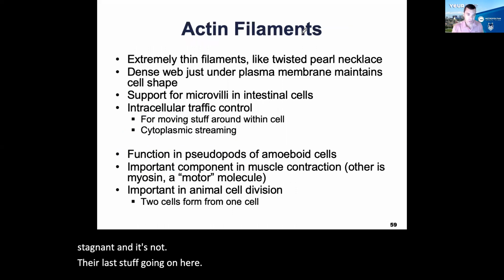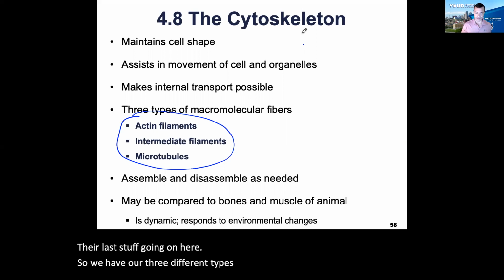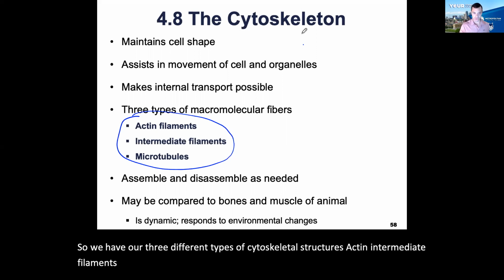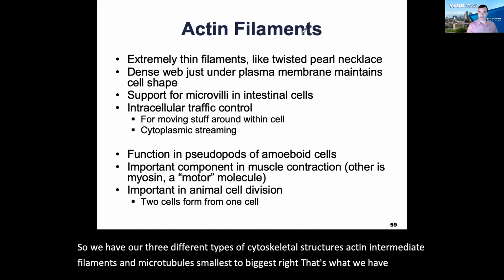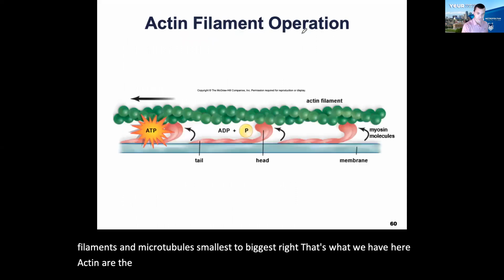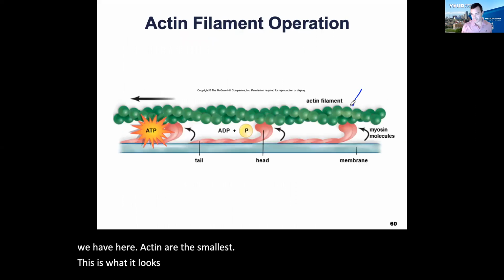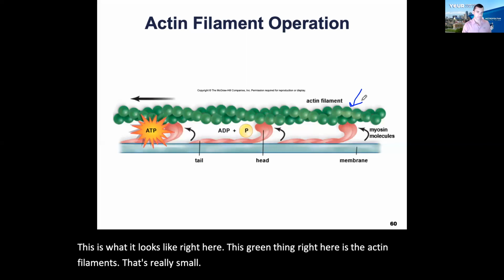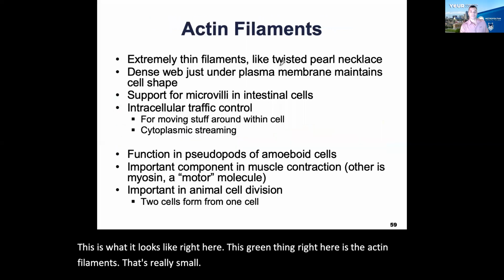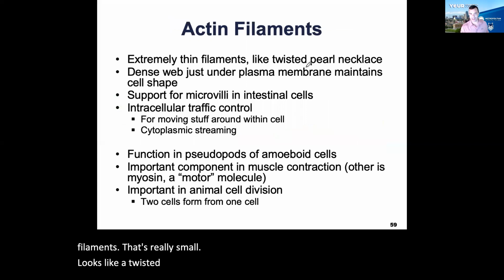So we have our three different types of cytoskeletal structures: actin, intermediate filaments, and microtubules. Smallest to biggest. That's what we have here. Actin are the smallest. This is what it looks like right here. This green thing right here is the actin filament. That's really small. Looks like a twisted pearl. It looks kind of like DNA, just in a pearl-like format.